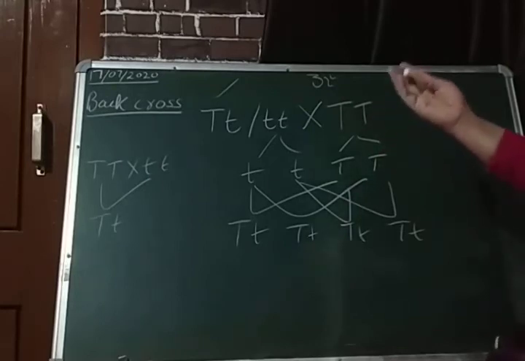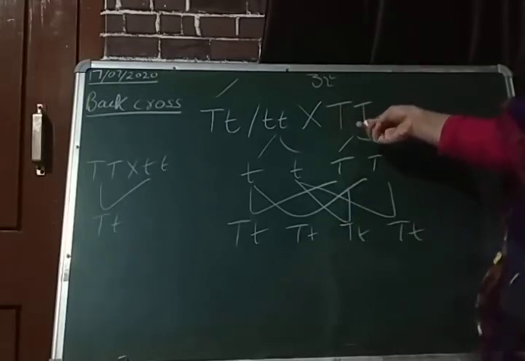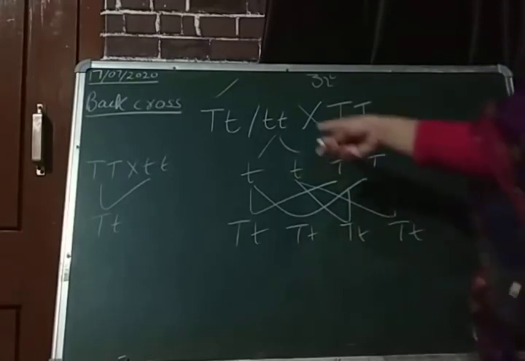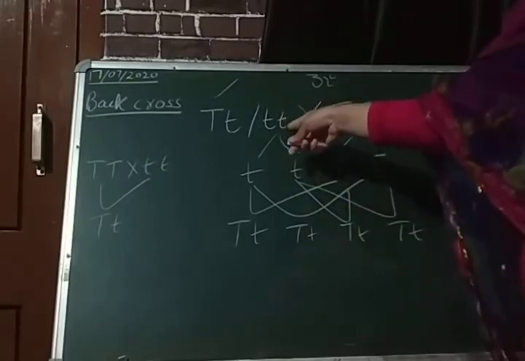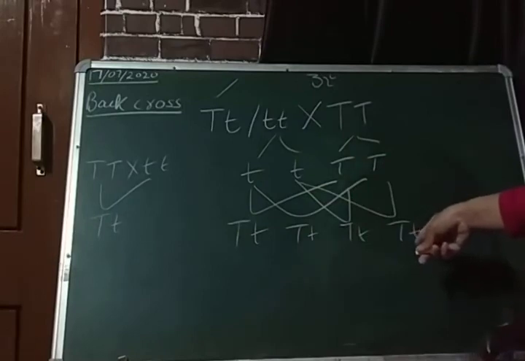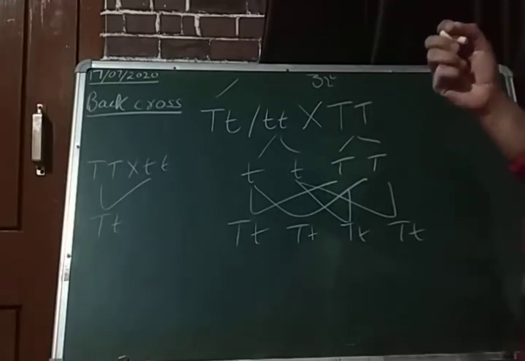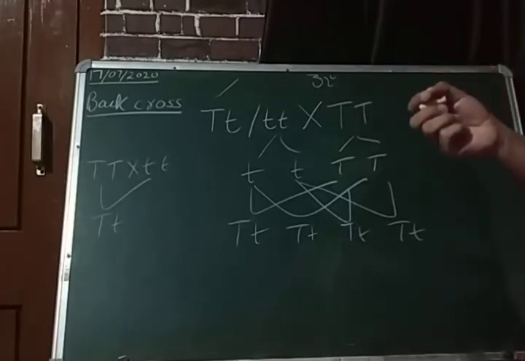So see, by crossing it with your homozygous dominant parent, I have improved the quality of my next generation. Earlier, it was dwarf, but now all will be tall. So in this way, back cross is used to improve the quality of your hybrid. Clear? And test cross is also a part of your back cross only.